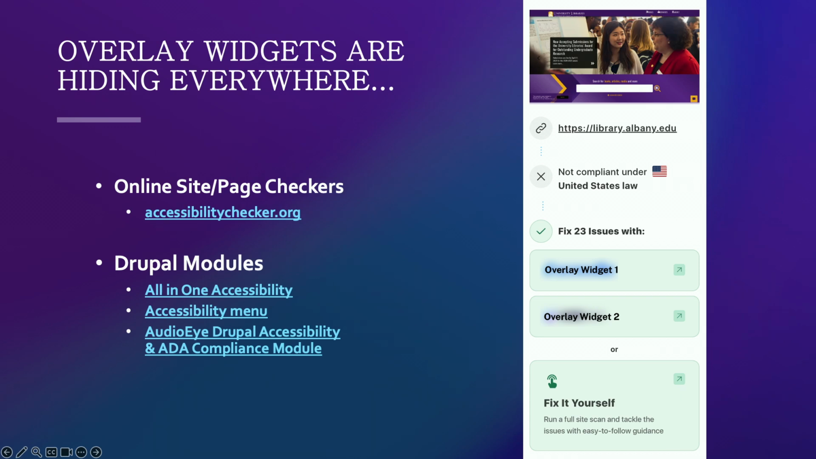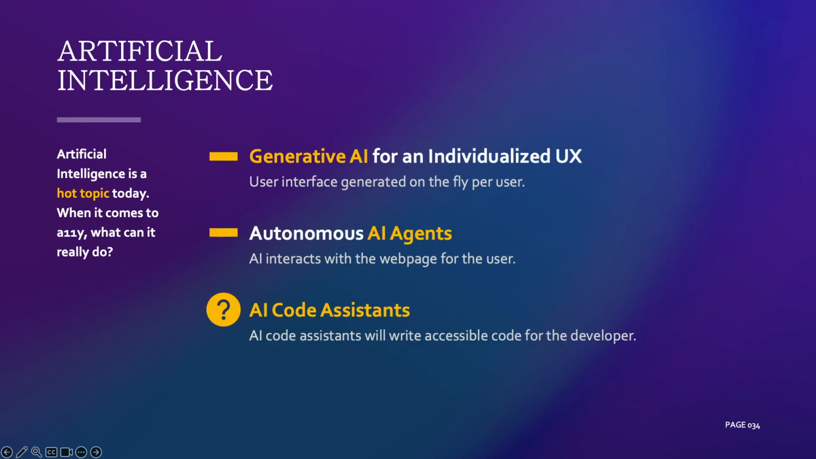And I think all-in-one accessibility, a couple of them, they just lie, they hide in there. So check those out, or don't check those out. Artificial intelligence is a hot topic today. So what can it do actually for accessibility?